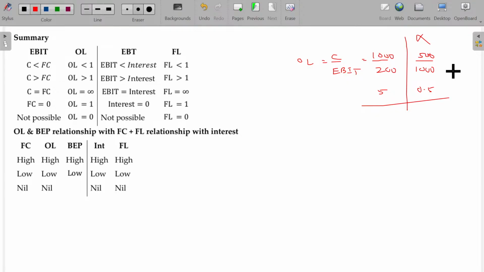Sometimes EBIT being 0. Okay, indeterminate. That is given here. If the contribution is less than fixed cost, operating leverage should be less than 1 in some cases. If the contribution is more than fixed cost, then operating leverage should be more than 1. If the operating leverage is more than 1, then the magnitude of change of the revenue with respect to the sales will be higher. Is that okay? This is the main thing you have to understand. The rest of the things are just relationship understanding.